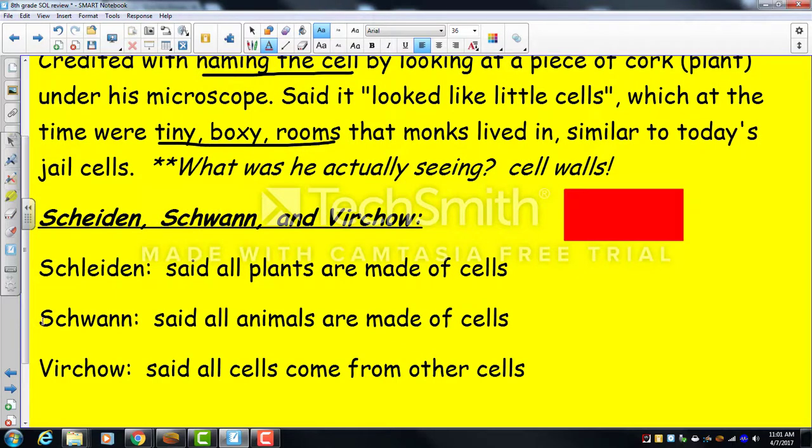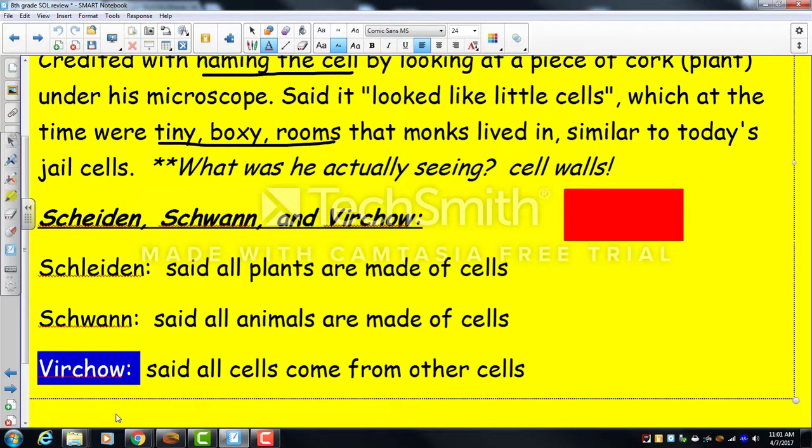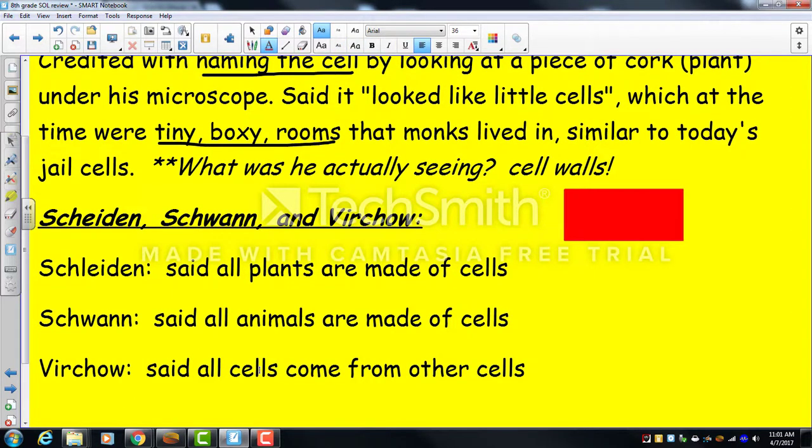And his colleague, Schwann, he studied all kinds of science, but he studied animals. And he said, I agree with you, Schleiden, and I also want to add to that that all animals are made of cells. Finally, Virchow came along, and because these two were having a disagreement about this, it's Virchow that came along and said that all cells come from other cells. They don't just come out of nowhere. They have to actually be reproduced by a pre-existing cell. So the three scientists that developed the cell theory were Schleiden, Schwann, and Virchow.